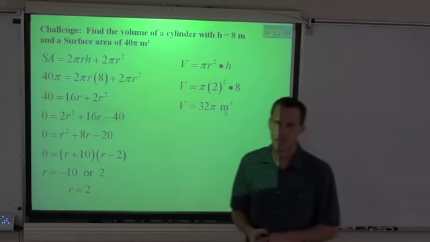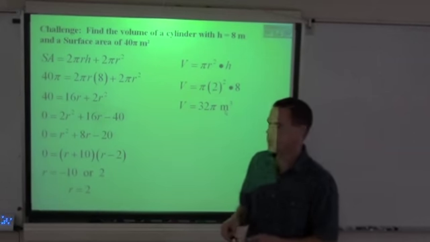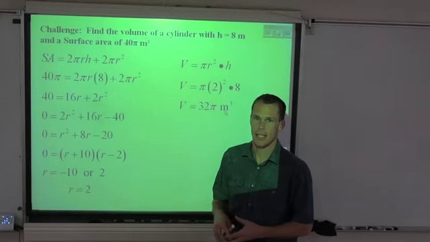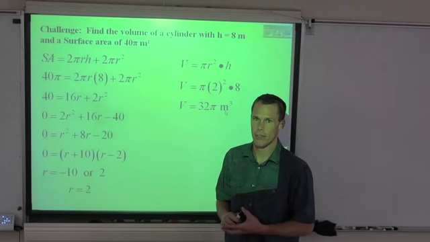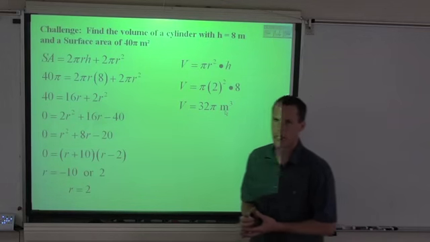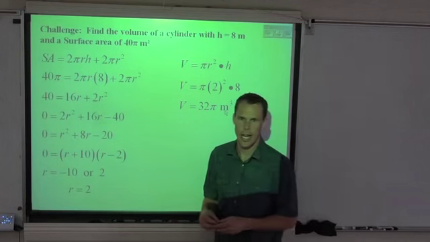32 pi. I thought this would be a good challenge problem to have in your notes because it represents something you might be able to earn extra credit on the quizzes and tests about volume and surface area of prisms and cylinders. That's it for Chapter 11, Section 4, Volume of Cylinders and Prisms.